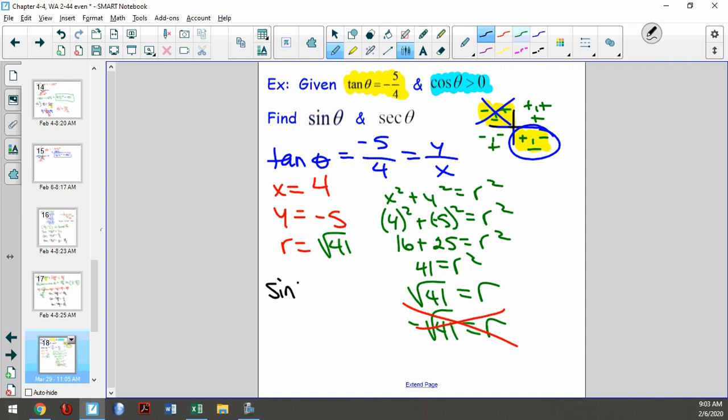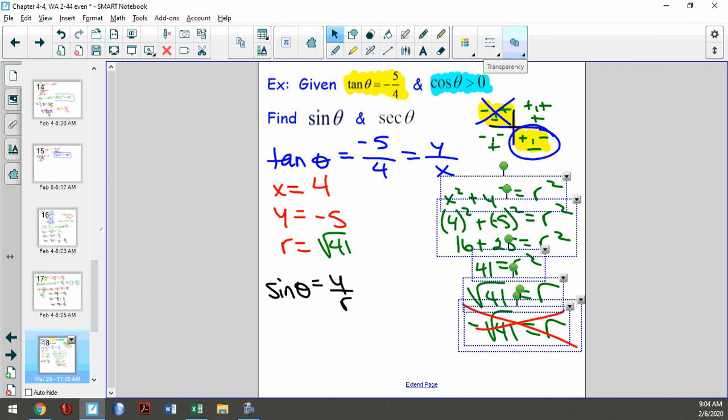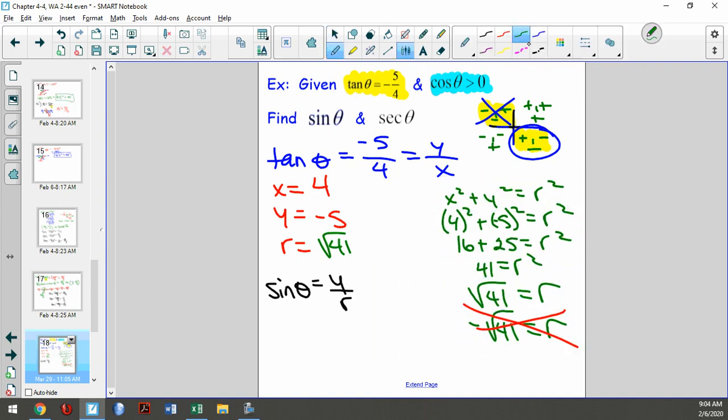So now that I know that, I need to find my 2 values that they're asking for. They're asking for the sine of theta, which is y over r. What is your y value? And your r value is the square root of 41. So that's negative 5 square root of 41 over 41. There is your sine.